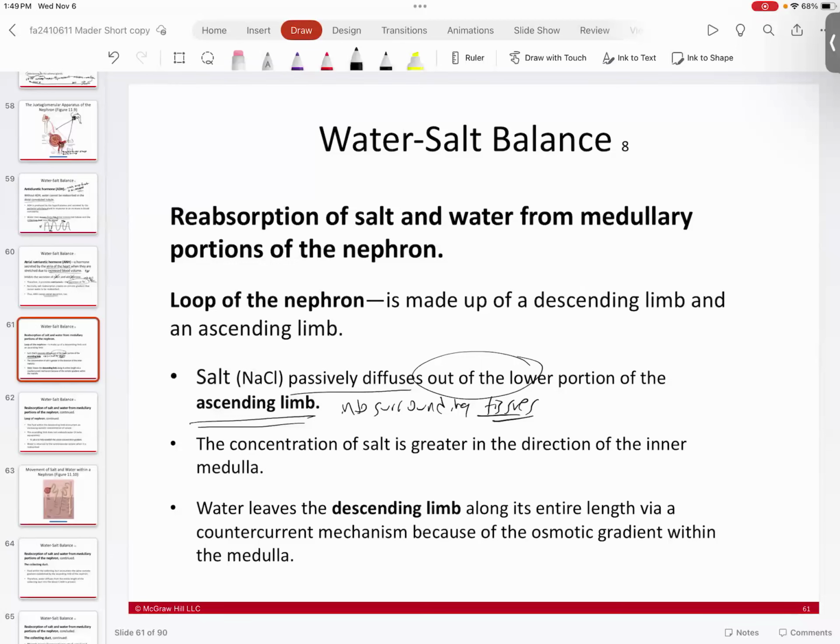And that's an important thing. It's what I refer to as an osmotic ladder. We'll see a picture of that here in just a second. So the descending limb, the one that's coming down, is permeable to water. And so this allows water essentially along its entire length to exit the descending limb and to basically remove itself back into the bloodstream. And the reason why it does this is because of this osmotic gradient that's inside the medulla, the so-called osmotic ladder.